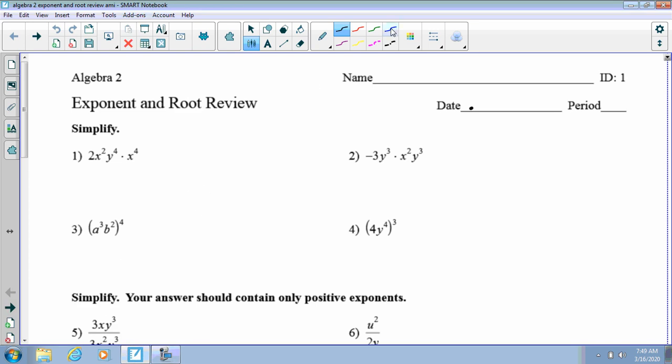So for this first day of AMI stuff, I just wanted y'all to get introduced to it. We're going to do some review of things that you've already taken a test over, but you might need a little bit more practice. So you all should have this PDF. If you have a printer at home, that's fine, you can print it out. If you don't, you can just write the questions down on paper and then work them out and then turn them into the Google Classroom like it tells you to.